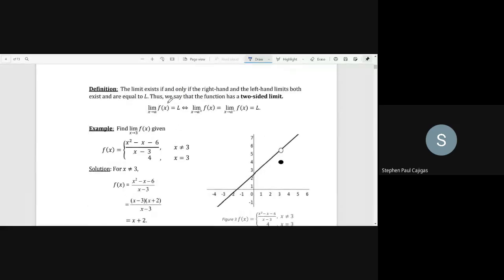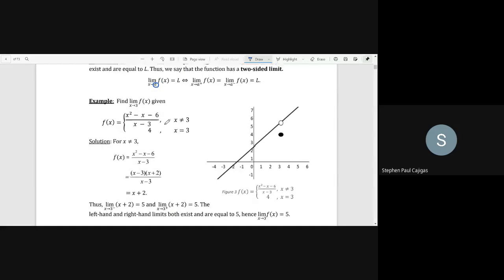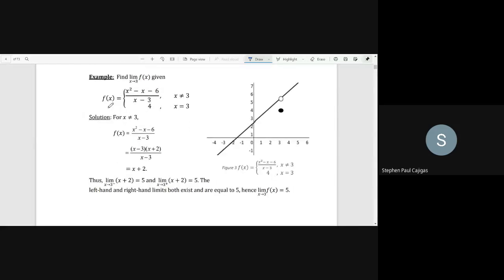Then we combine these to have the two-sided limit. So this one has no sign, no plus or minus, and that is the two-sided limit. So the two-sided limit only exists if the left hand and the right hand limit are equal. They must be the same.